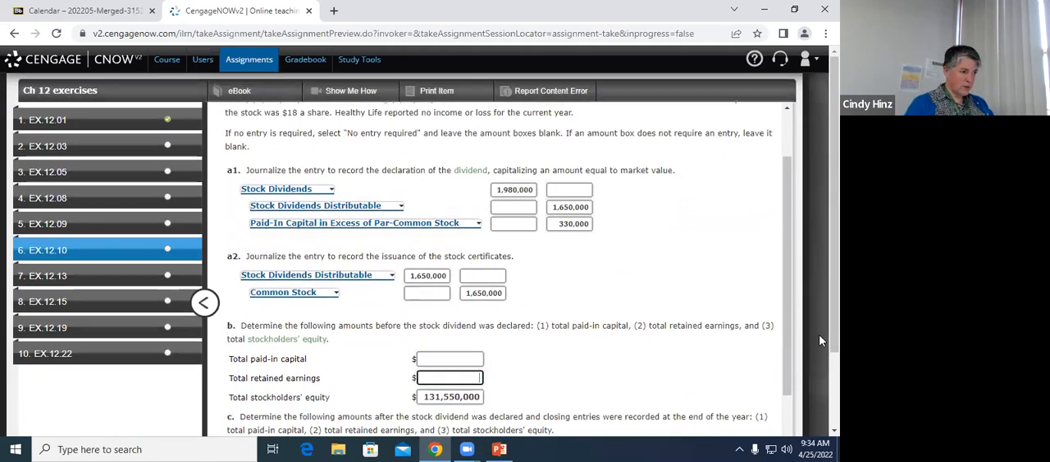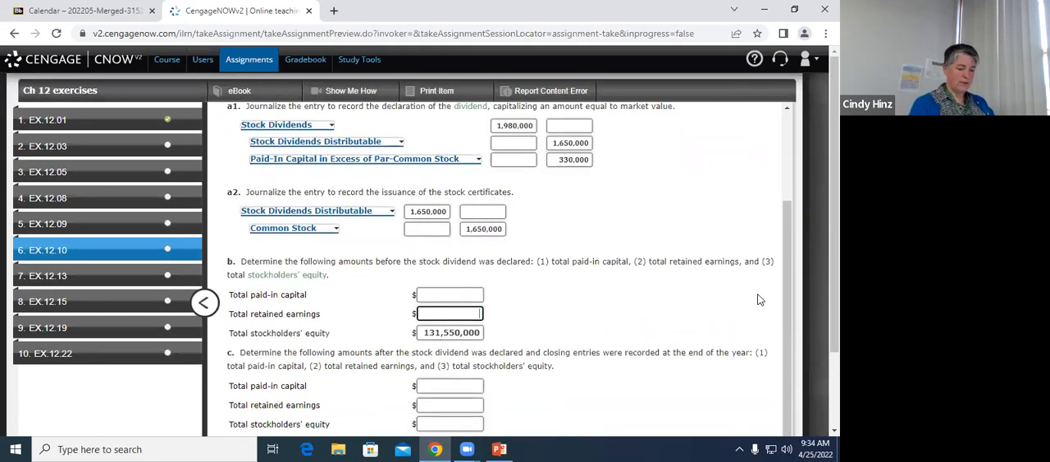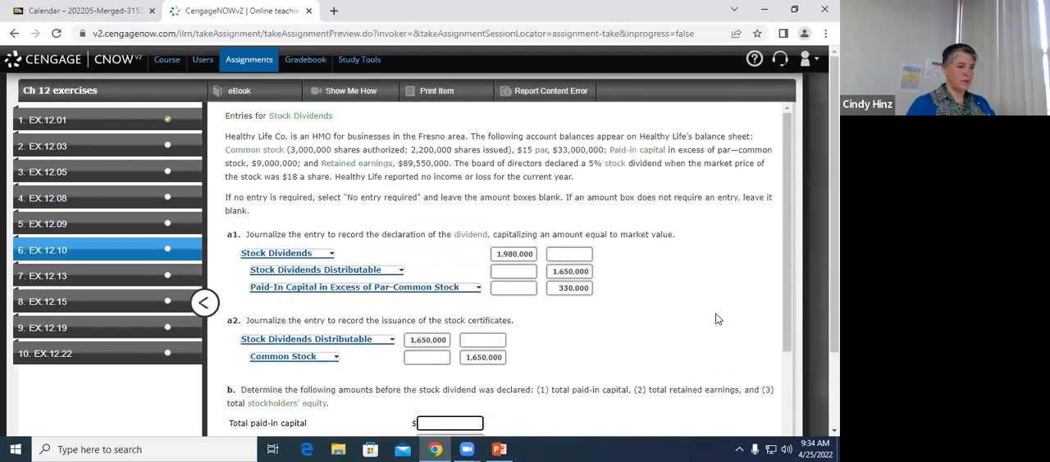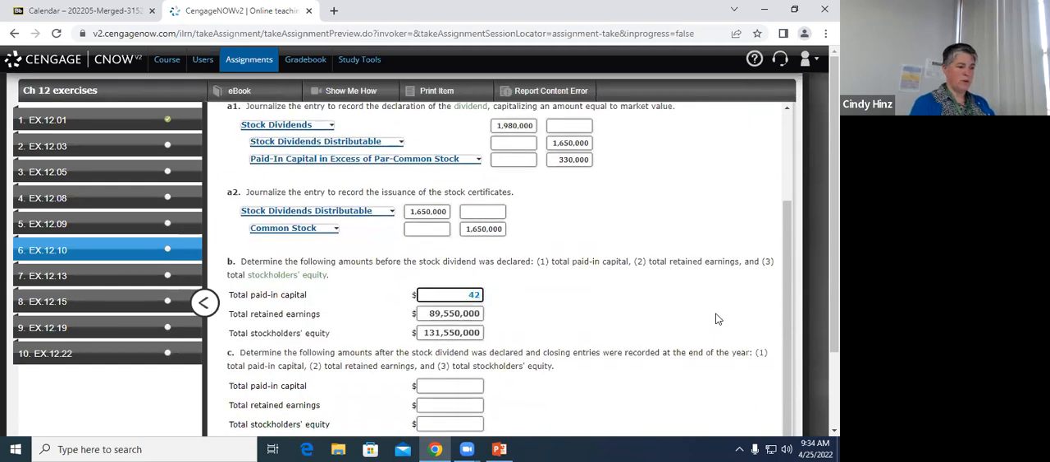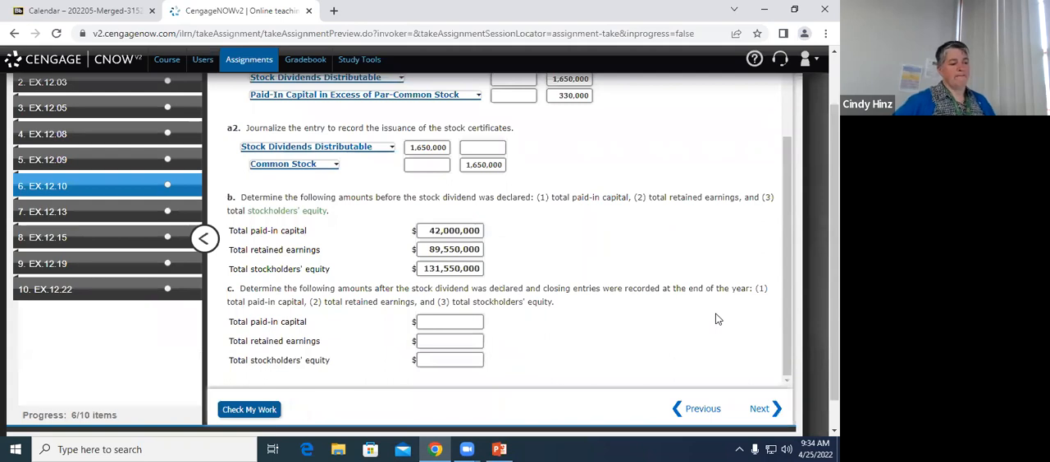Our retained earnings was $89,550,000. And the total paid in capital was 33 plus 9, 42 million. So that's based on the numbers that were given to us. The only math we had to do was adding together the two paid in capital accounts and then adding that to the retained earnings. So what happened when we actually issued this stock dividend?